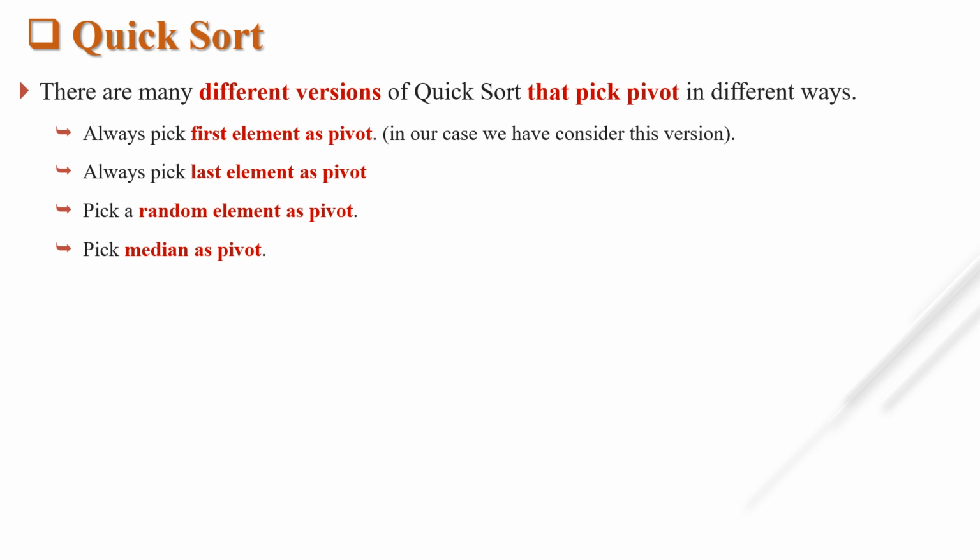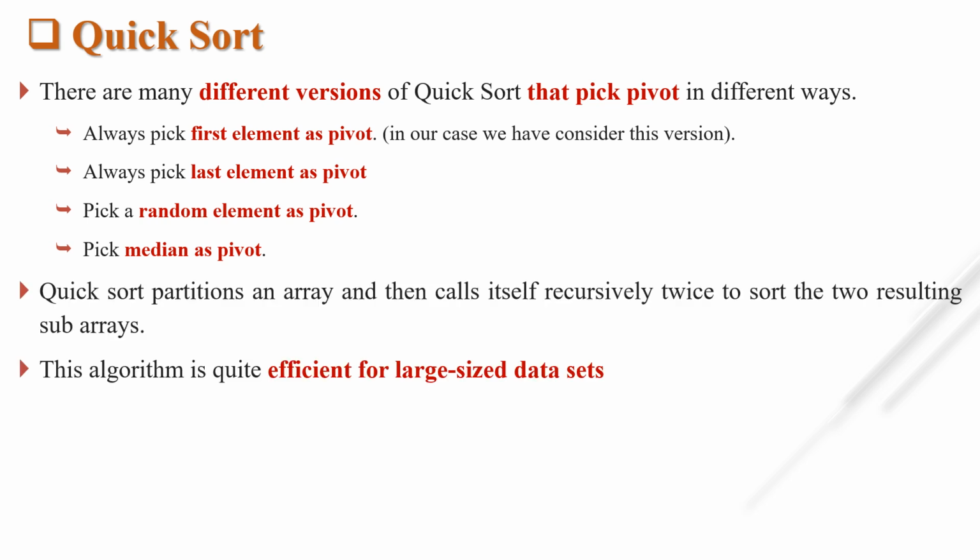There are many versions of quicksort that pick the pivot in different ways. We can select the pivot element as the first element, or as the last element. We can select a random pivot element and apply quicksort. Or pick the median as the pivot element. These are all the versions of quicksort for selecting the pivot element. In our case, we are going to consider the first element as the pivot element.